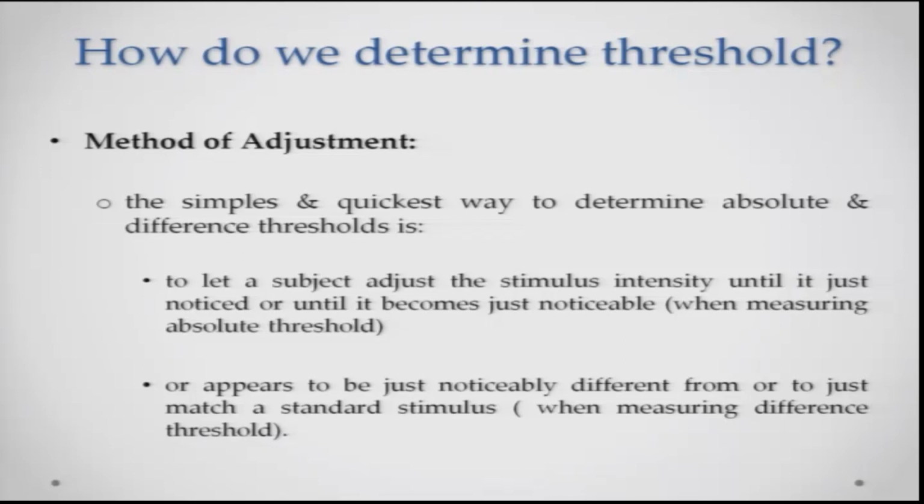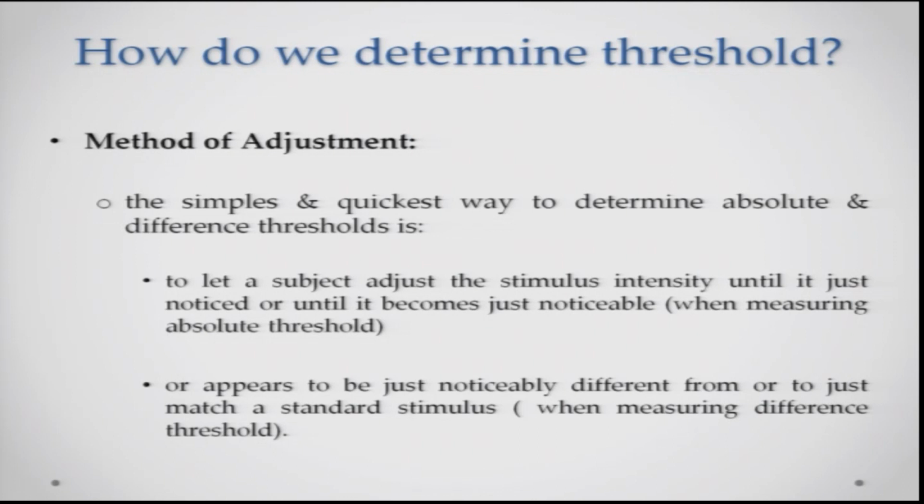This is the simplest method in which you ask the participant or the subject to adjust the stimulus intensity himself or herself until it is just noticed, or until it becomes just noticeable. Say, for example, until it becomes just noticeable is when you're measuring your absolute threshold. Until it is just noticeably different from the standard stimulus is when you're talking about difference threshold. Okay, the same examples which I was talking about.